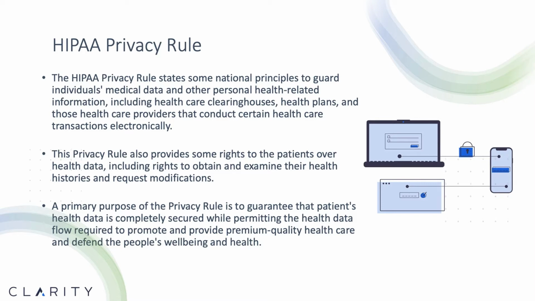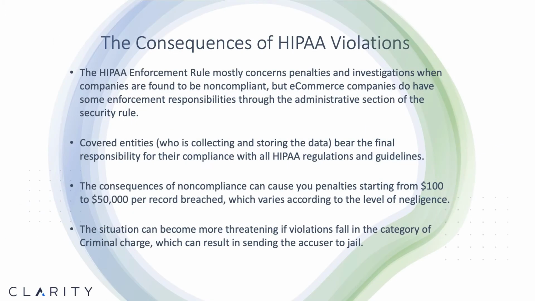That makes sense. So now we've said we're going to secure the data, and we've said we're going to keep it private, and we've explained the rules on how we're going to keep it private or how we may share it. So what happens when a breach occurs, right? Let's go ahead and dive in a little bit and talk about some of the consequences of HIPAA violations.